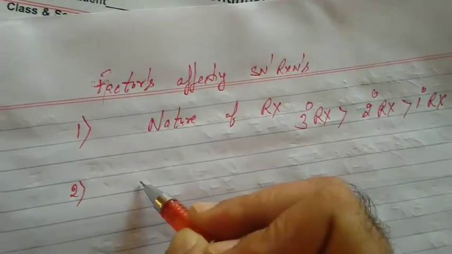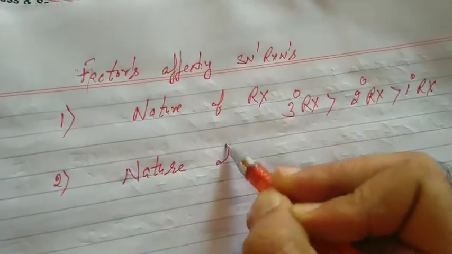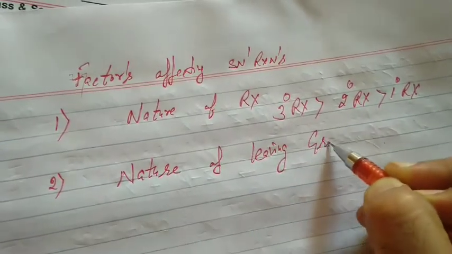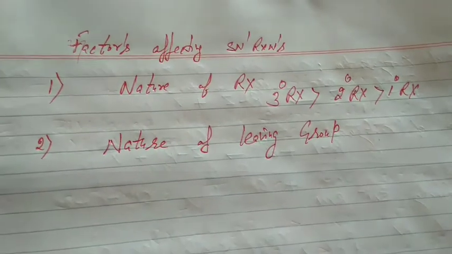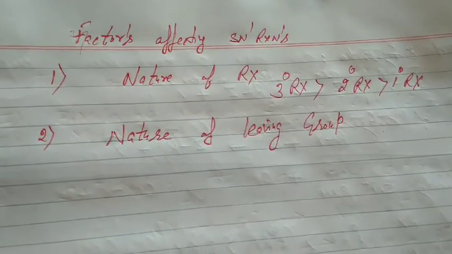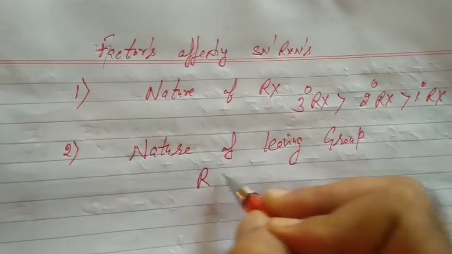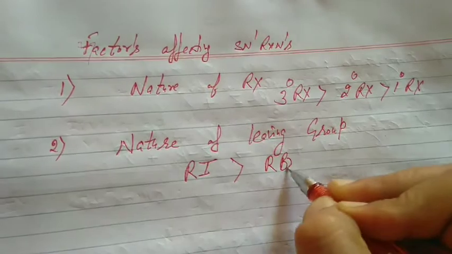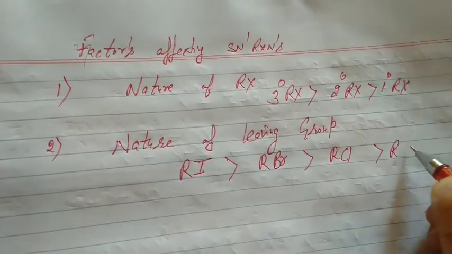The second factor is the nature of the leaving group. Nature of leaving group means the size of the halogen atom. The larger the size of the halogen atom, the weaker its bond with the alpha carbon and hence it is easily eliminated. The order is RI, RBr, RCl and at last RF.